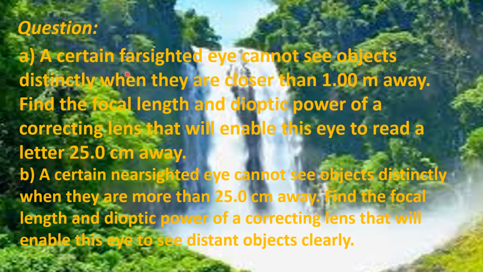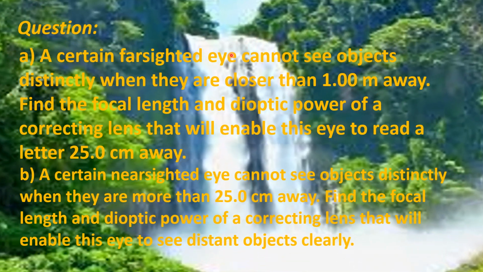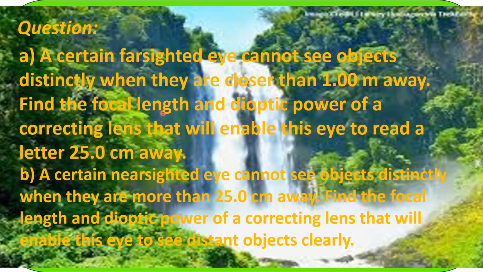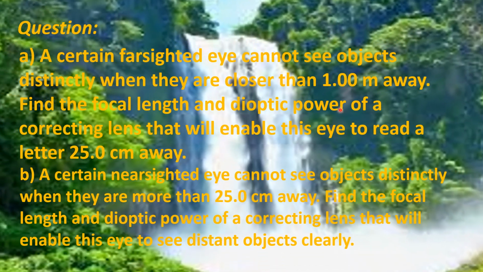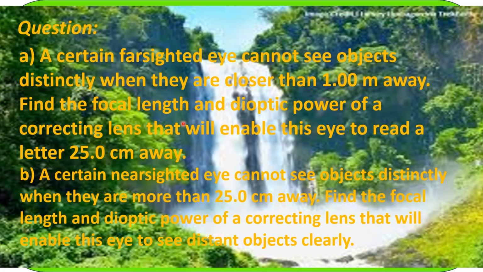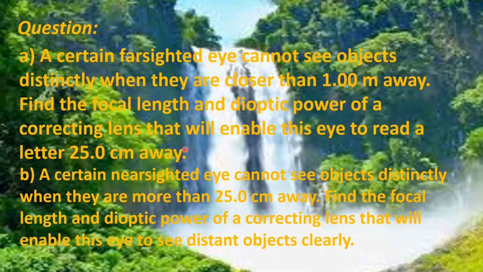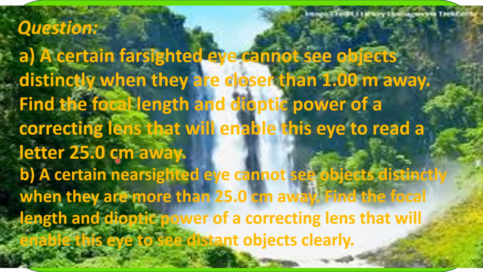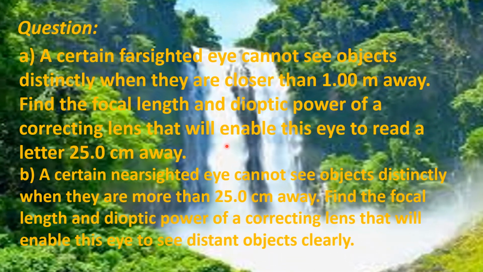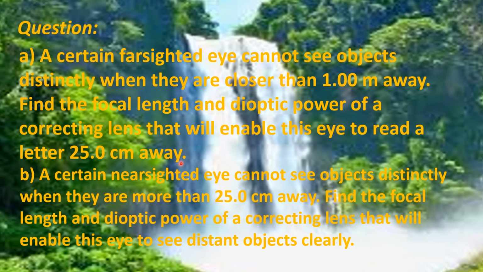The question is, a certain farsighted eye cannot see objects distinctly when they are closer than 1.00 meters away. Find the focal length and dioptic power of a correcting lens that will enable this eye to read a letter 25.0 centimeters away.